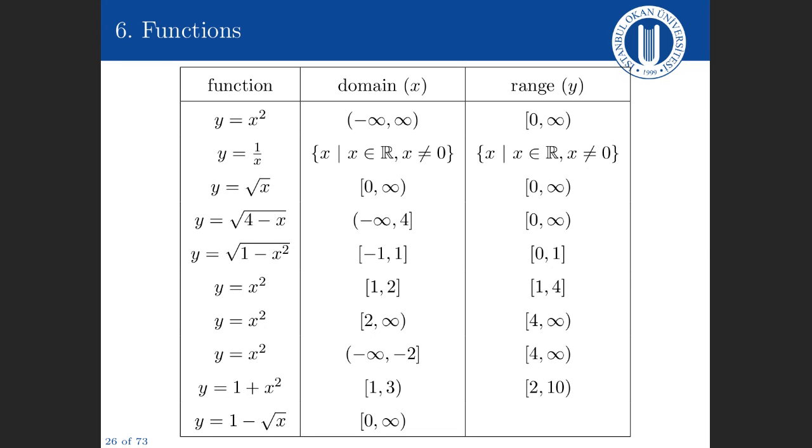If x is between 1 and 3, x squared must be between 1 and 9, so 1 plus x squared must be between 2 and 10. And of course it's closed at 2, open at 10, because our domain is closed and open.